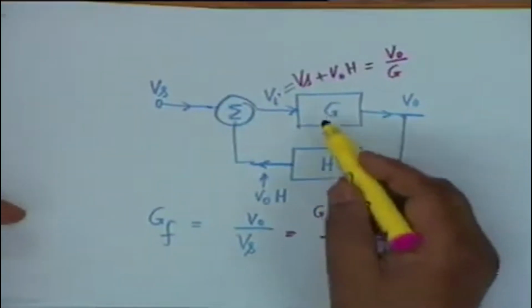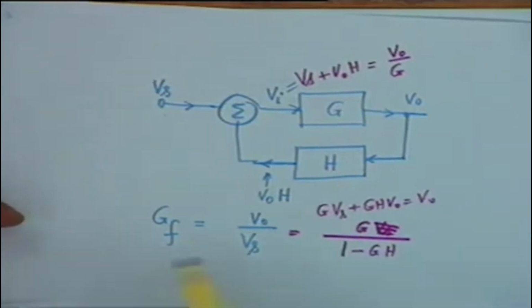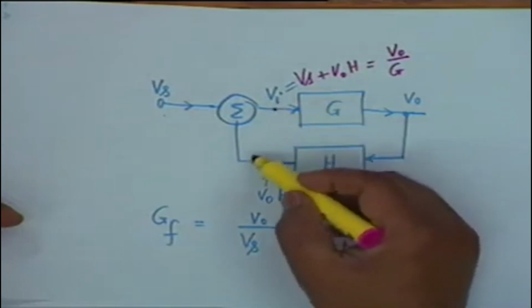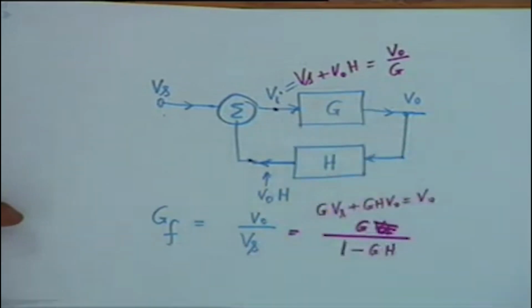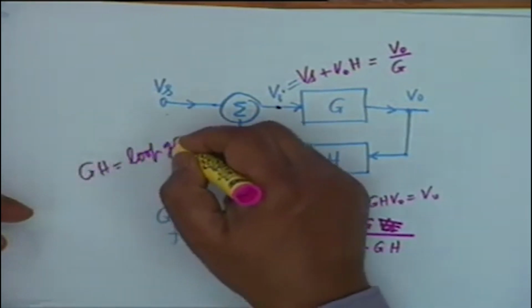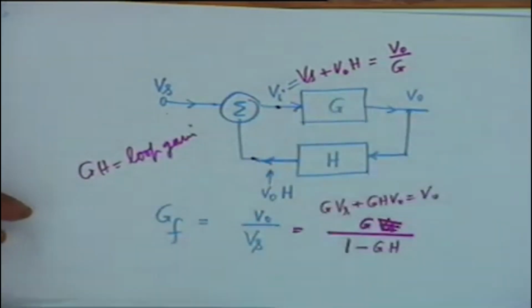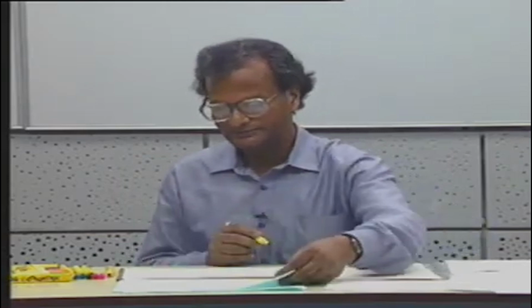And you can see that G times H, this quantity figures here, is the gain from here to here. If you start from this point and you come here, the gain is G times H. It is also called the loop gain. G times H is called the loop gain. It is the gain of the feedback loop. That is, if you start from a point in the feedback loop and try to come back to the same point through the summer, then the overall gain from here to here is GH, the loop gain.